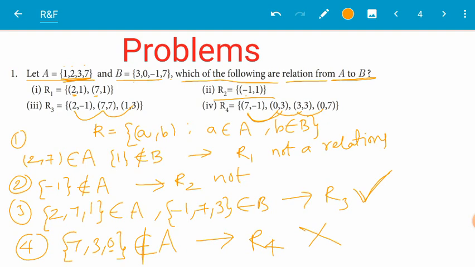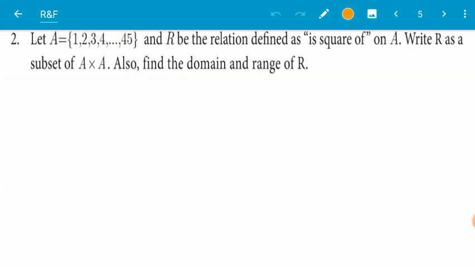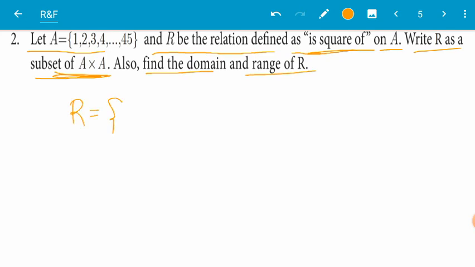Hope you understand the first problem. Let's see the second one. Let A be equal to 1, 2, 3, 4 up to 45. R is the relation defined as square of on A. Write R as a subset of A cross A and find domain and range. Okay, we are going to find R first. They are telling square of. So first I am taking 1, and 1 square is 1, so this will come in as an element in R.